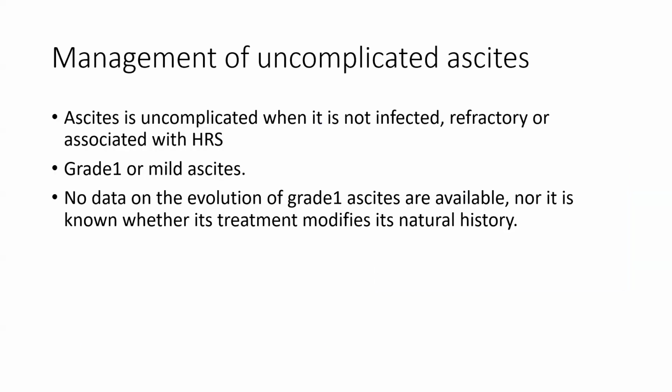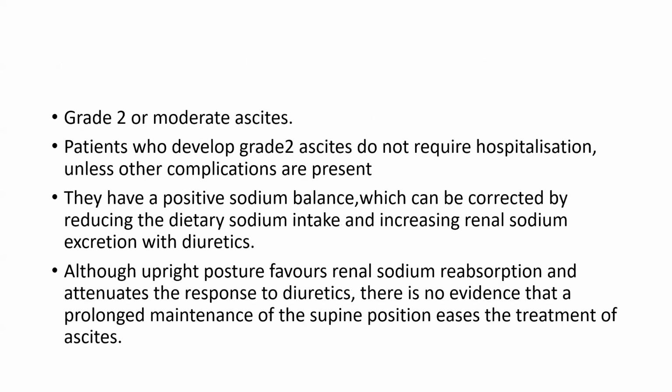Now, how to manage this? Ascites is uncomplicated when it is not infected, refractory, or associated with HRS. So grade 1 or mild ascites: no data on the evolution of grade 1 ascites is available, nor is it known whether its treatment modifies its natural history. Now regarding grade 2 or moderate ascites.